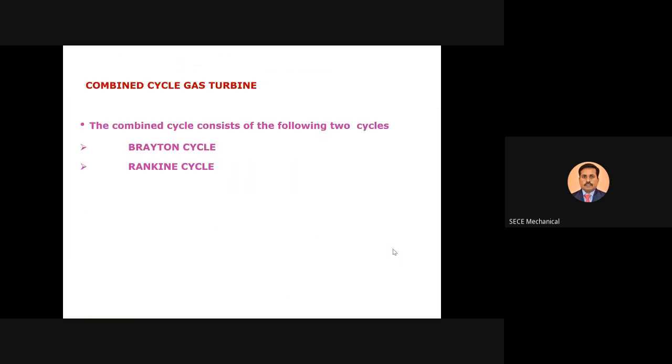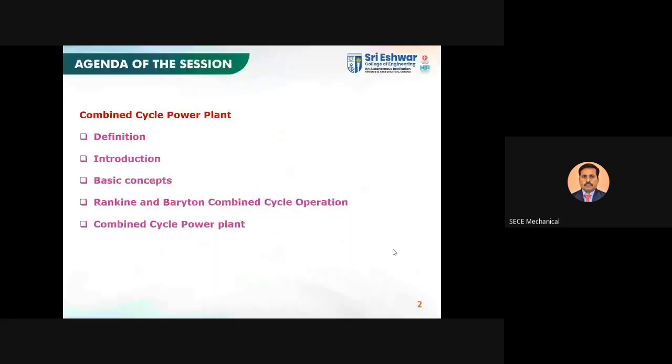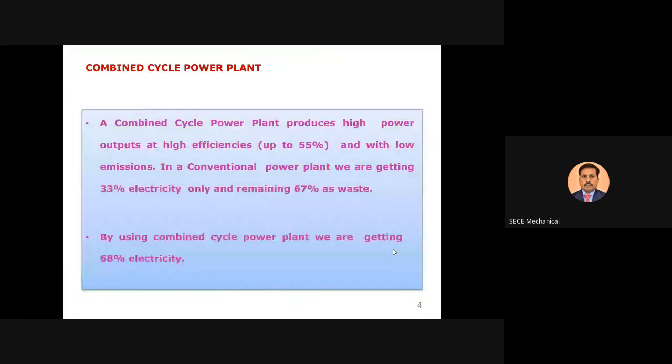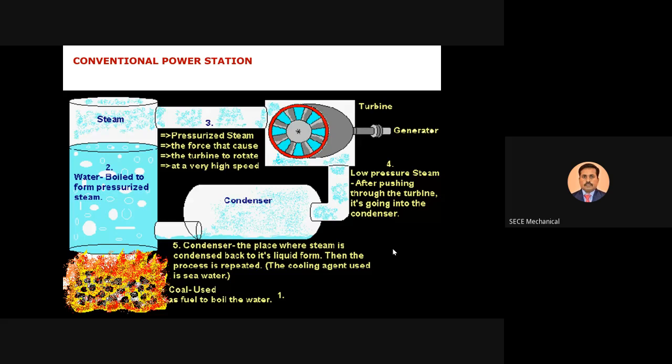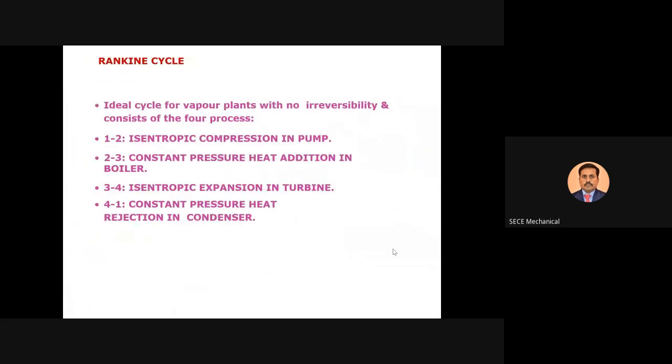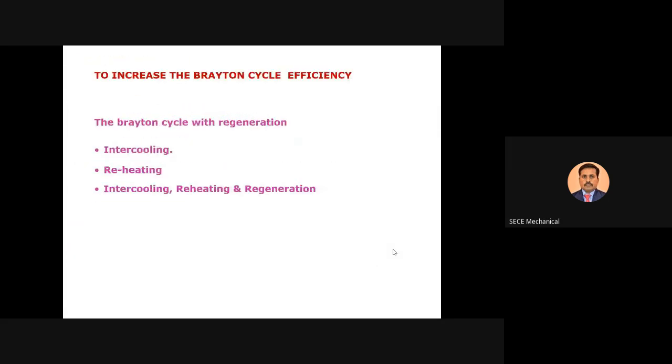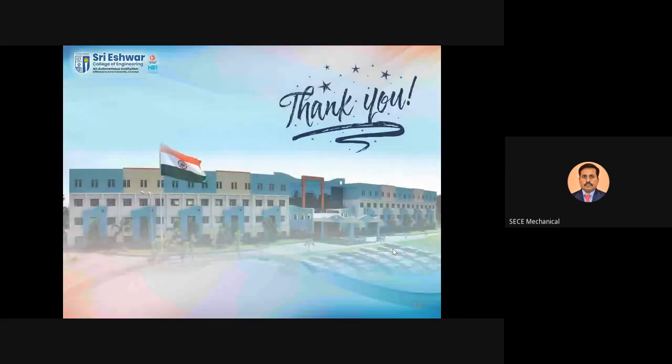So today we discussed what is meant by combined cycle and the basic concept that the Rankine cycle and Brayton cycle are used for power production, and how much maximum power we can generate by combining them. Finally, we discussed how the Brayton cycle or Rankine cycle efficiency can be improved. Okay, so that's all for now. If you have any questions, you can ask now.